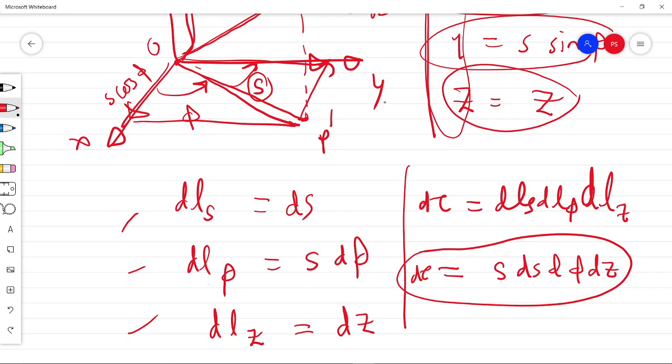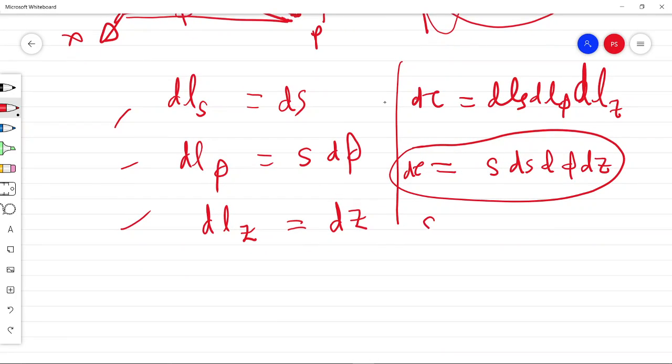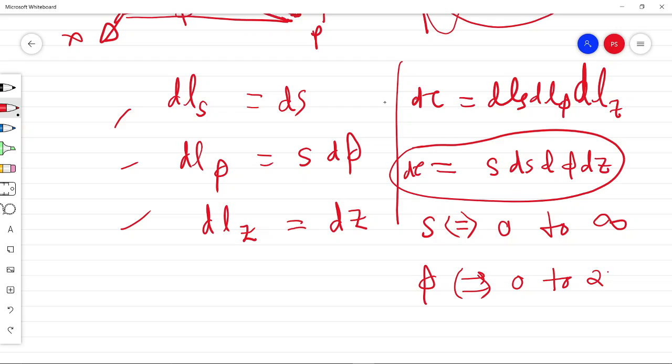Now, as we can see, S is similar to the R of the spherical polar system. So the limits on S are from 0 to infinity. The limits on phi are from 0 to 2 pi, as was the case with the spherical system, and the limits on z are obviously from minus infinity to infinity, as was the case with the Cartesian system.